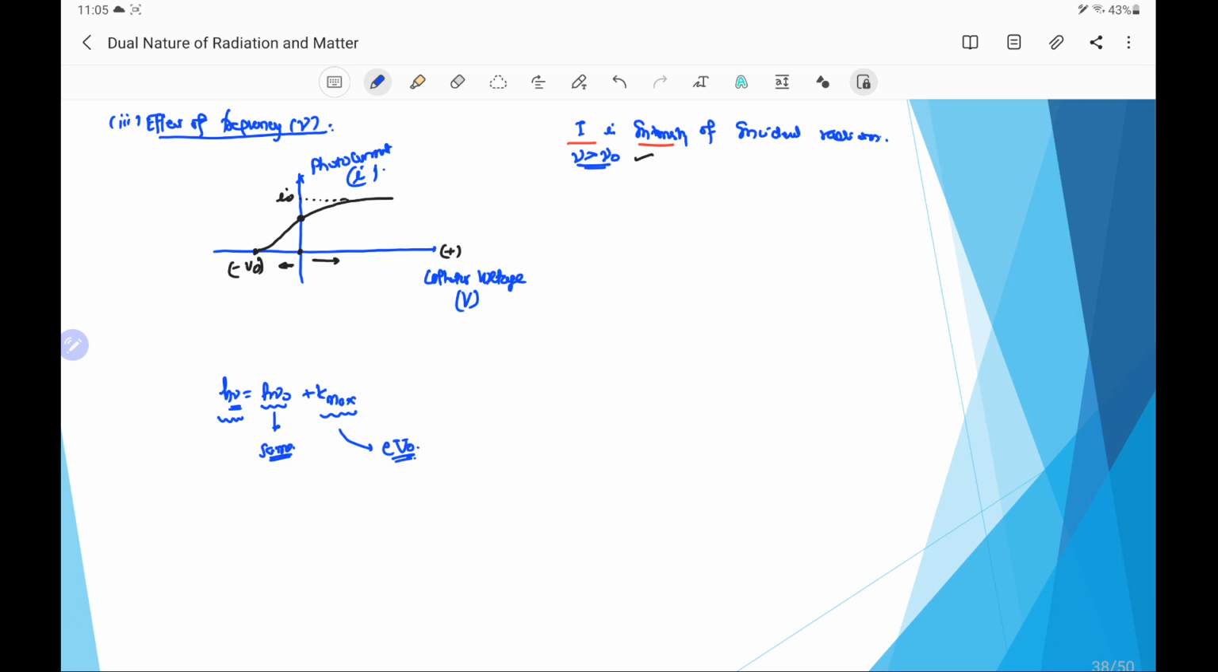Therefore, if we draw the graph for the higher frequency, then the graph will be like this. This is the stopping potential, say minus V naught 2, for the frequency nu 2, and the first graph is for the frequency nu 1. The intensity of the radiation is I for both cases, so the maximum photocurrent will be the same. Hence in the graph, the frequency nu 2 is greater than nu 1.